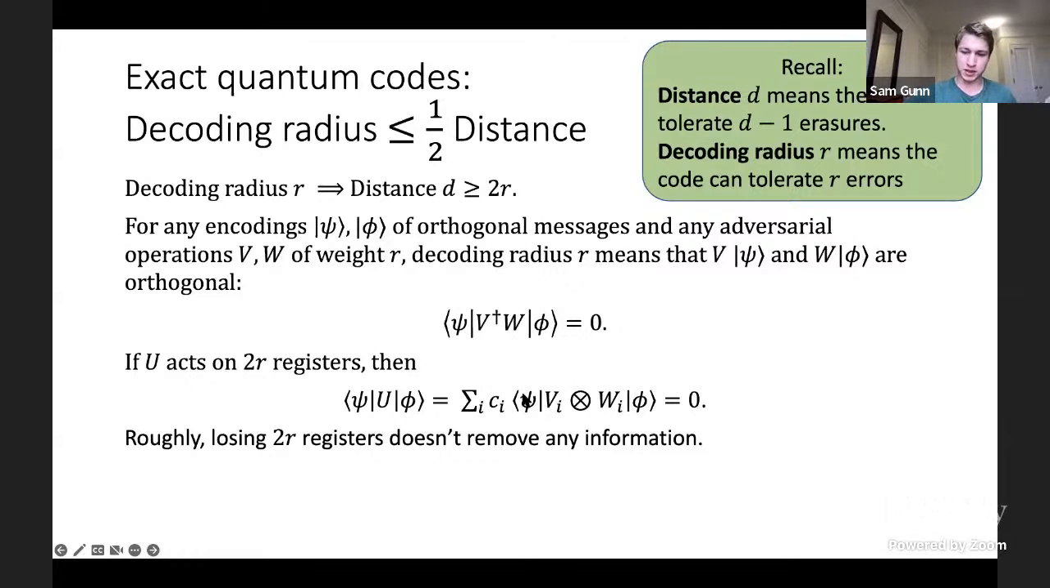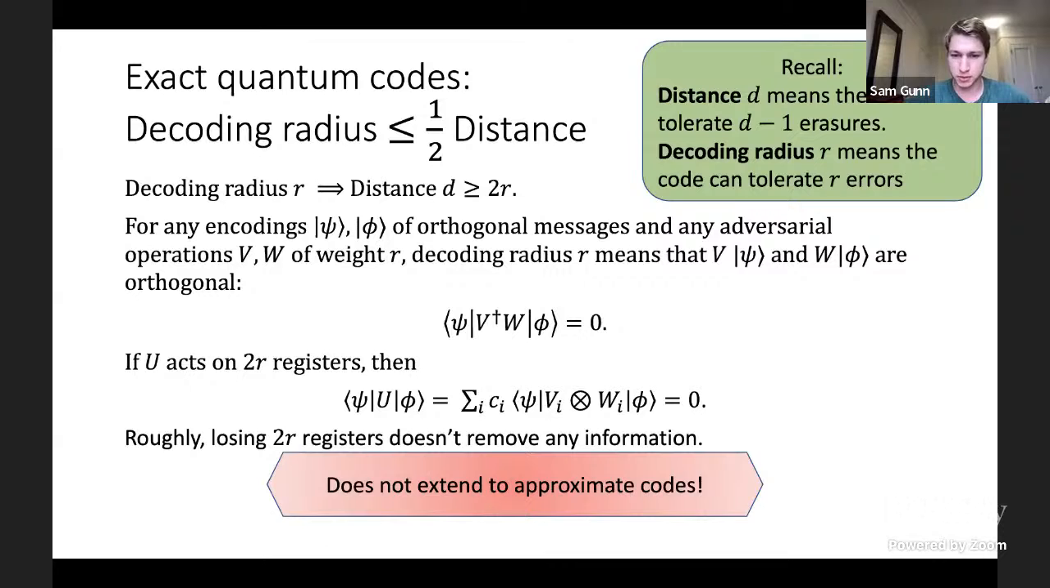This is super high level, but the main point is that this argument went by writing this unitary as a sum of exponentially many terms, and we really use the fact that they were all 0. So this is not going to extend to approximate codes, because as soon as you allow any notion of approximation, you're not going to get all these terms to be 0. Even if each of these terms is exponentially small, the sum could still be large. So this inequality, that the decoding radius is almost half the distance, is just not going to hold in the approximate case.